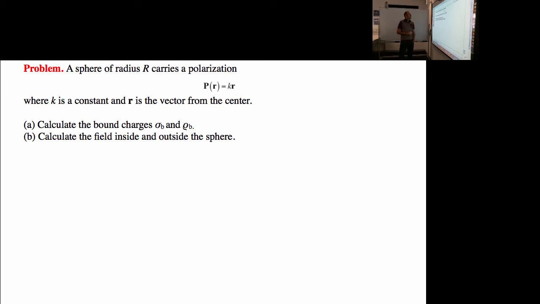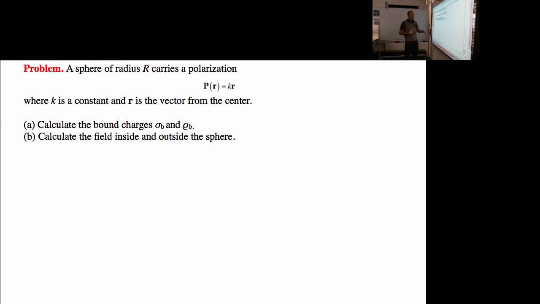Okay, so in this lesson we're going to do a problem, and we're going to consider a sphere of radius R which carries a polarization equal to kr. Here k is a constant and r is a vector from the center. So we're going to do two things. The first is we're going to determine what the bound charges are: sigma b, which is the surface bound charge, and rho b, which is the volume bound charge. And then we're going to go on to calculate the field inside and outside the sphere.